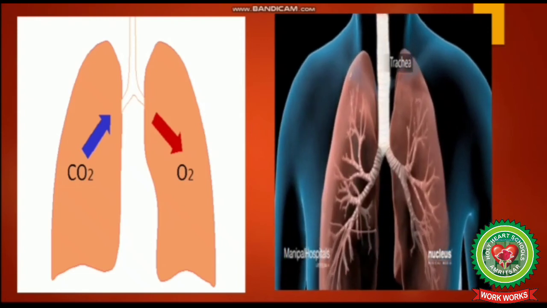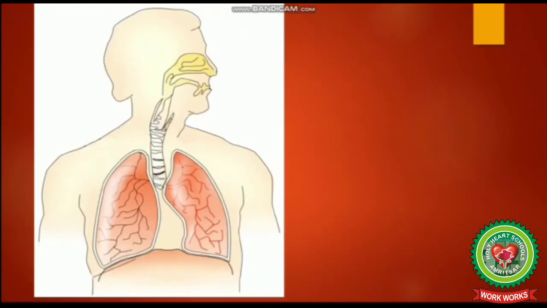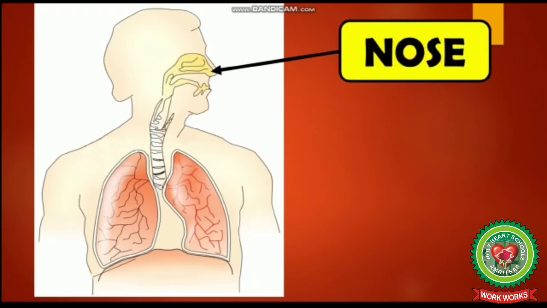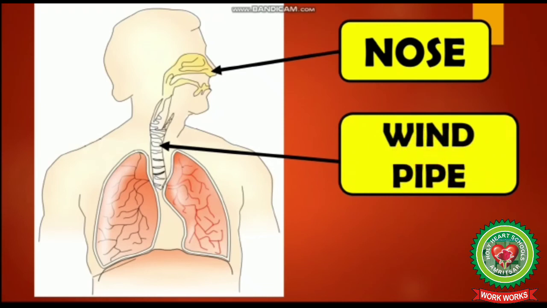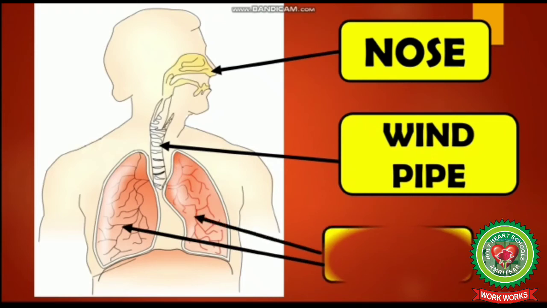Now students, I hope you all will be able to label the different organs of the respiratory system. Number 1 is the nose. Number 2 is the windpipe. It is a tube-like structure. It carries air from the nasal passage to the lungs. Number 3, lungs.